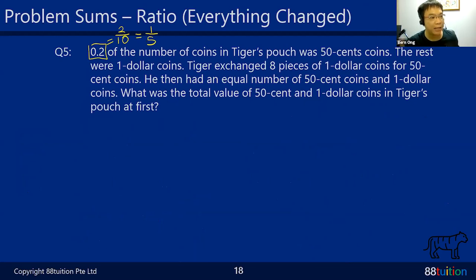And for this one, I'll give you the answer first. The answer is actually $36. That is the answer. Can you please go and try to do your homework? The next lesson, I will go through it with you. So this question is yours.